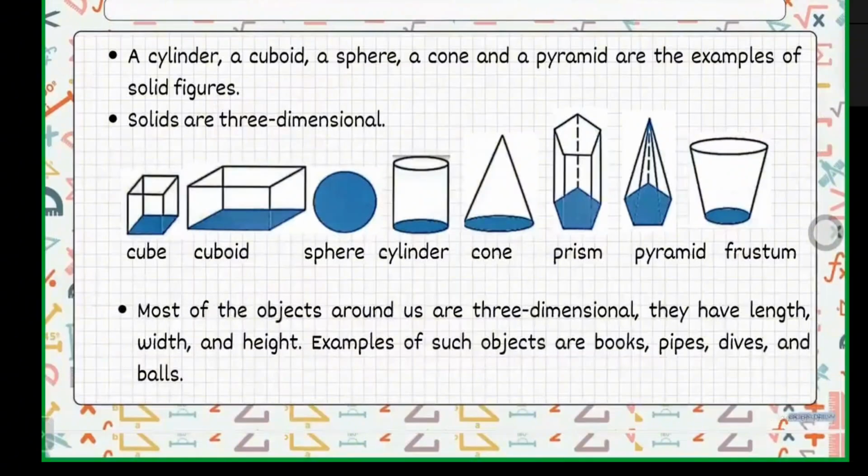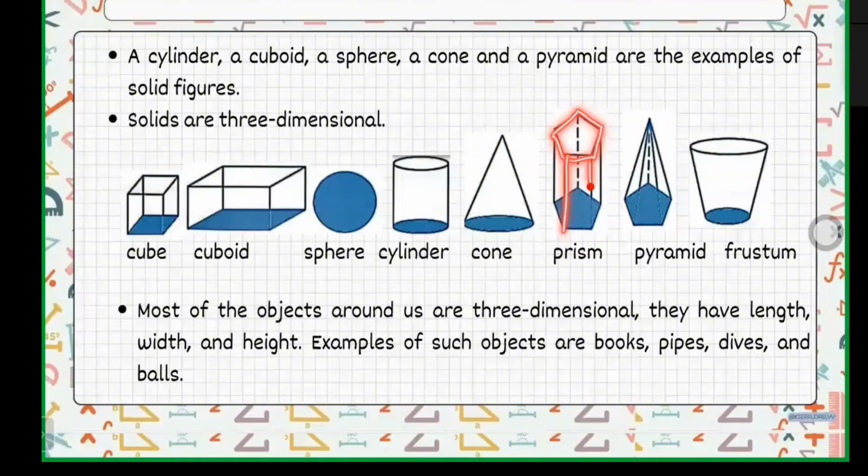You have your cube. In a cube, all of its faces are squares, right? A cuboid is composed of at least rectangles. An example of a sphere is your ball: basketball, volleyball, football. Cylinder, again. Cone, an example of a cone is your ice cream. We also have the prism.